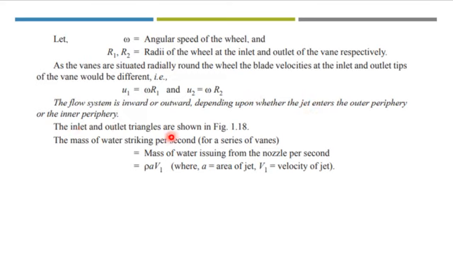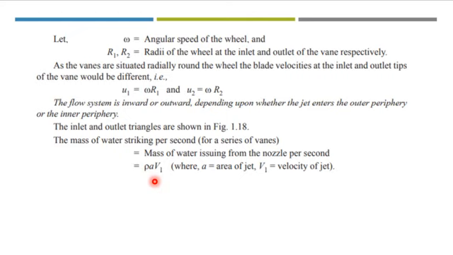and U2 will be equal to omega R2. The flow system is inward or outward depending upon whether the jet enters the outer periphery or the inner periphery. We will discuss it in detail when we study the turbines. So the inlet and outlet triangles are shown in the figure.